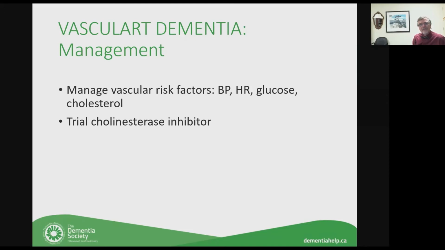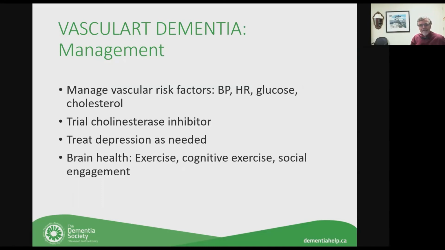In vascular dementia, there is some evidence that cholinesterase inhibitors also can help. So the same medications, the three we mentioned earlier, right, can be tried in vascular dementia. Obviously, if depression is more likely in this dementia, let's treat it with our antidepressants. Again, let's keep our body as healthy as we can with exercise, brain exercise, and social engagement, which of course right now we're not allowed to do as much, but we can socially engage through video chats like this anyways.